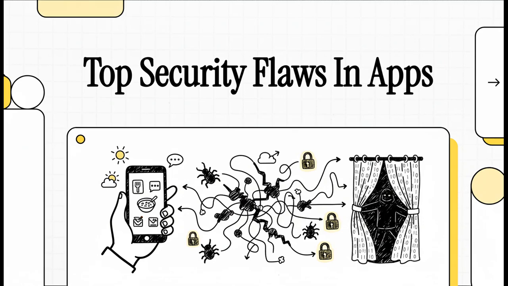Every time you check the weather, order some food, or message a friend on your phone, you're using something you can't even see, something that's working like crazy in the background. We're talking about APIs, and let me tell you, they're one of the best places for hackers to find bugs. So let's pull back the curtain on the top security flaws that are probably hiding in the apps you use every single day.